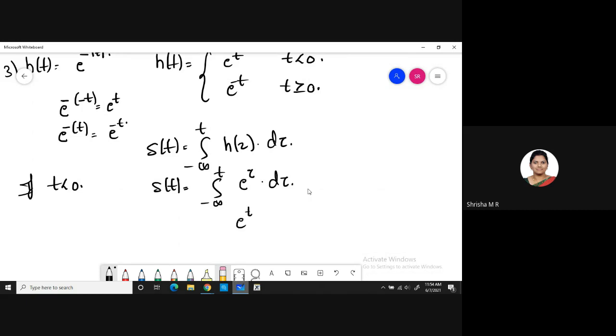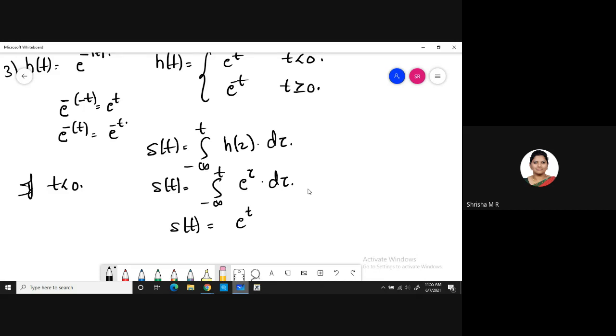You get e power t, right? Is the step response equal to e power t? First case, if t is less than 0. And the limits, upper limit and lower limit, are minus infinity to 0? Yes, any doubt? The limits are from minus infinity to 0 for t less than 0. T is less than 0. We don't know what that t is. It is less than 0, some negative value. That is t. So the limits would be minus infinity to t itself. Got it?